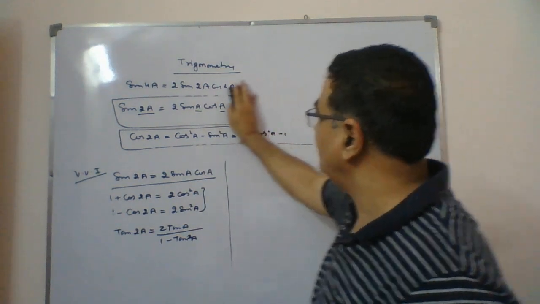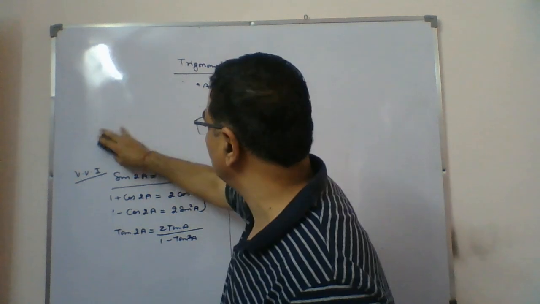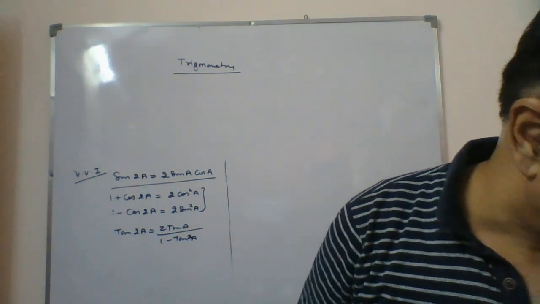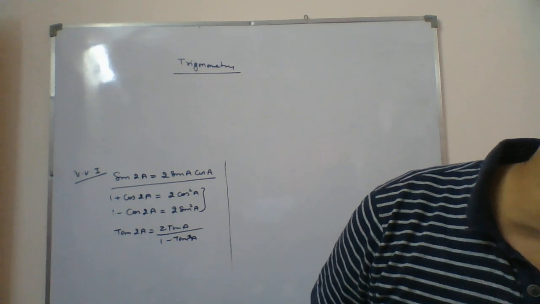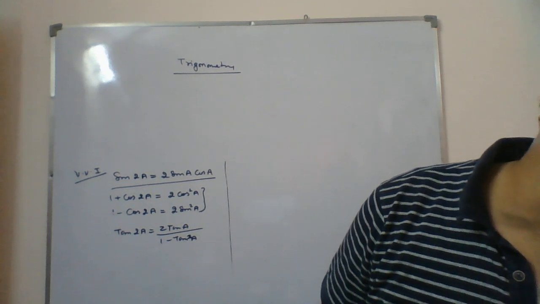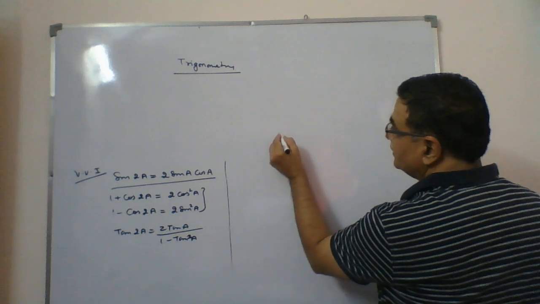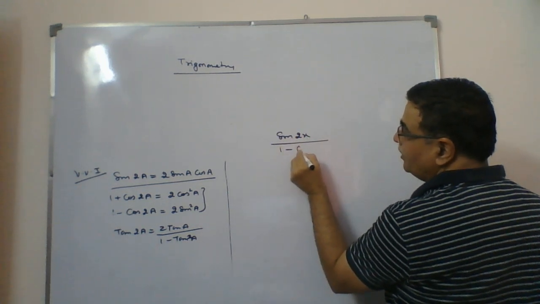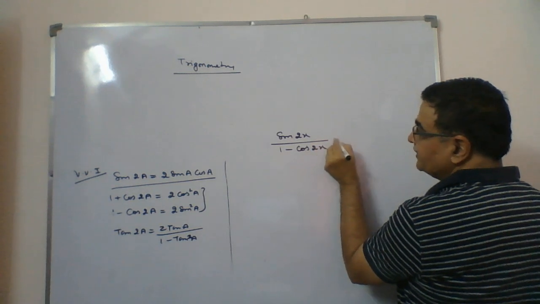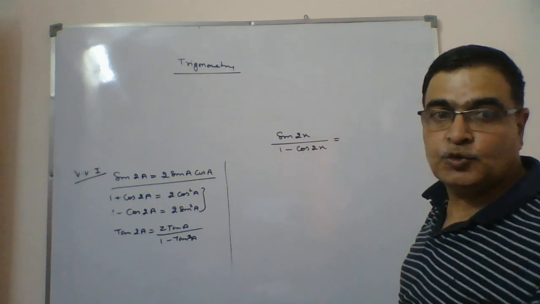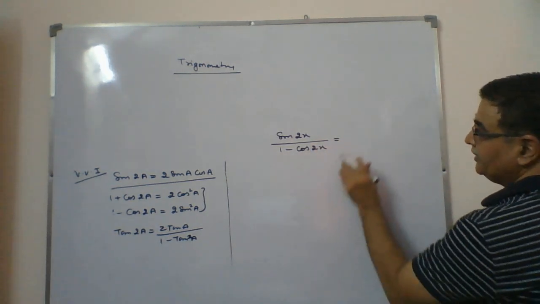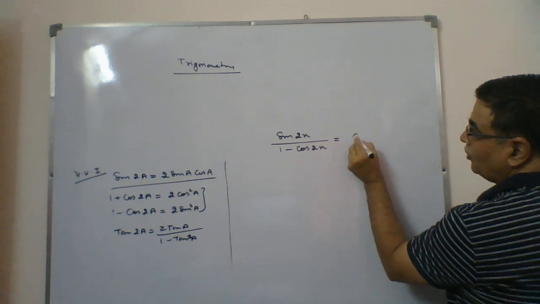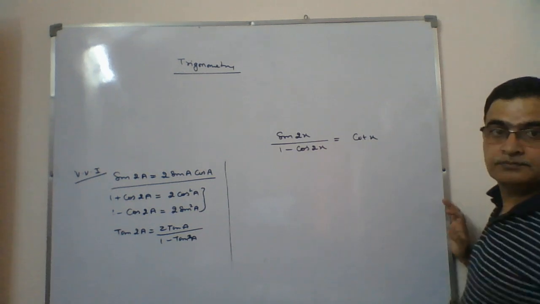So now we are going on to questions, and then it will be clearer how to use these important results. First question I am taking now: sin 2x by 1 minus cos 2x. We have to prove that this is cot x.